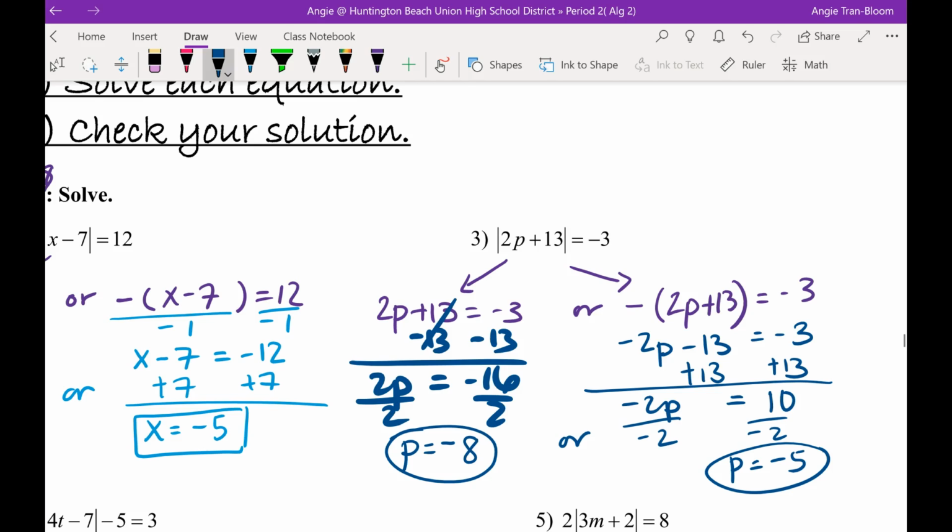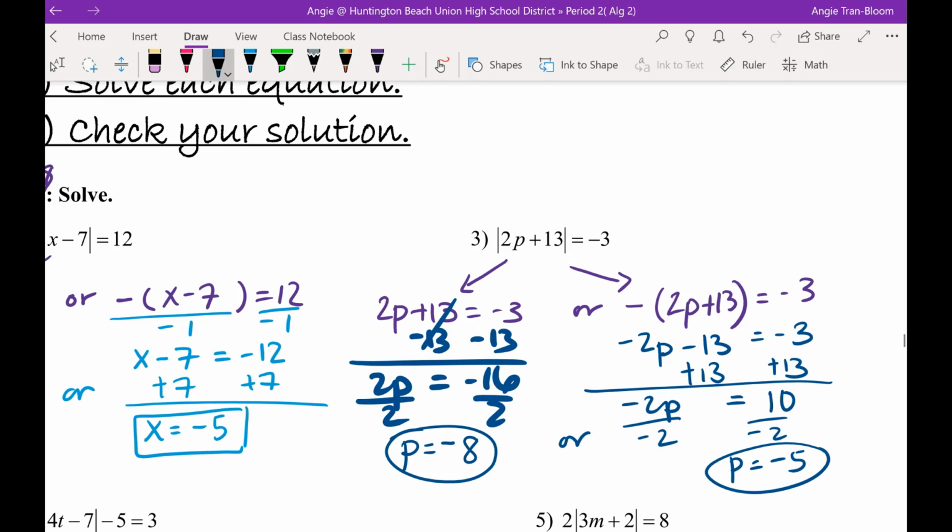No. Absolute value of -3 is not -3. Absolute value of -3 is? 3. Are they equal? How is 3 equal to -3? So no, they are not equal. So guess what? Hold your fire. Can I cross that out? Yes, that will not work.